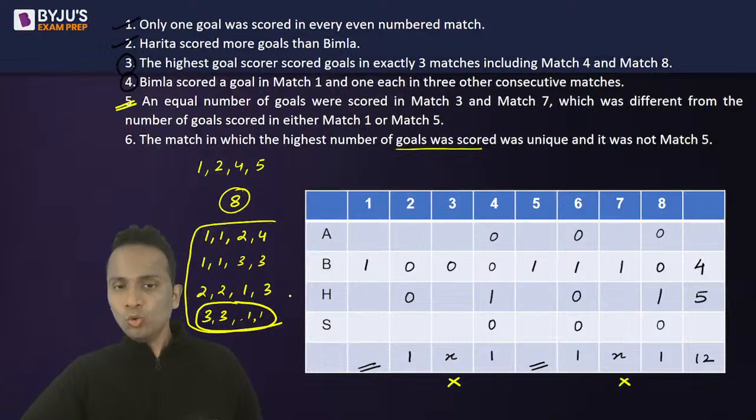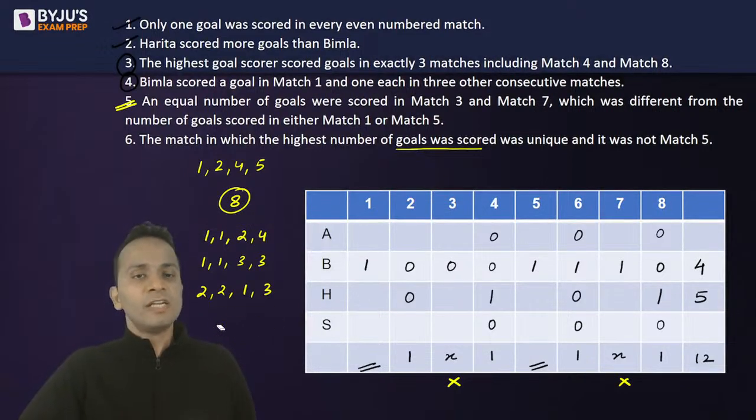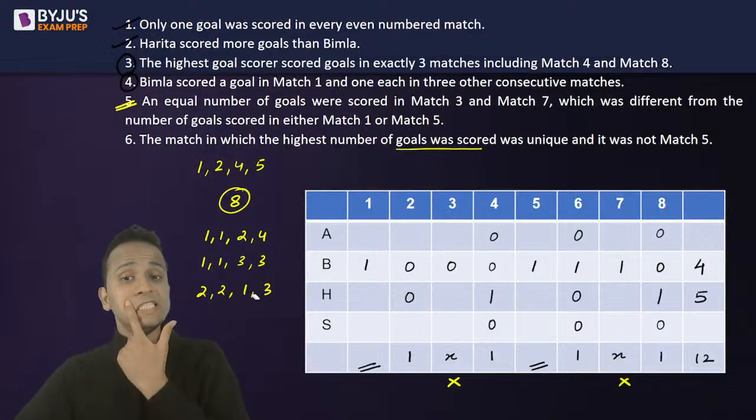It can be 2, 2, such that the others will be 1 and 3. So 2, 2, 1, 3 can be a possibility. So I will remove all the other possibilities. So 3, 3, 1, 1 cannot be possible. Okay, so the other possibilities could be possible, right?